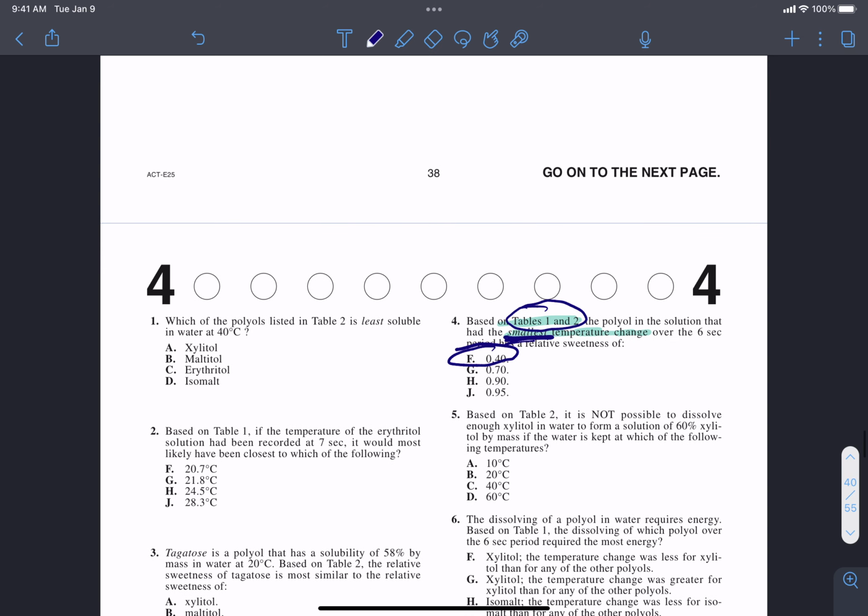And that is how you do this question. Again, they will tell you when you need to look at both graphs. Typically, you'll look at one graph, get some information off of that. Here, what we did was we used table 1 to find the compound that had the smallest temperature change. Then we looked at table 2 to find the relative sweetness. And then we got F as our answer. So that's how you do question number 4.